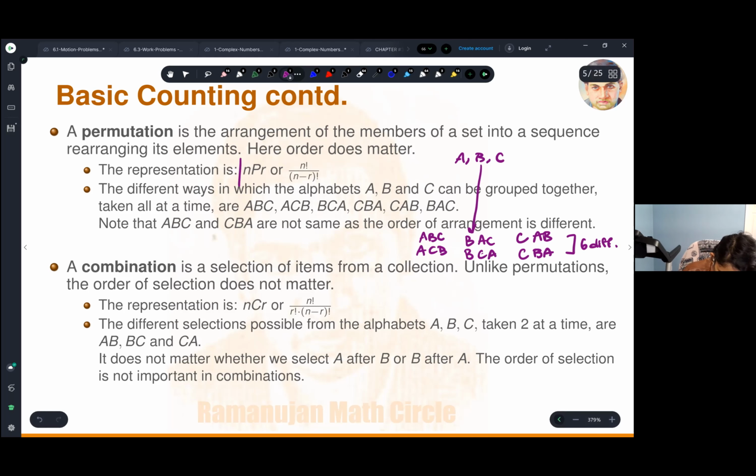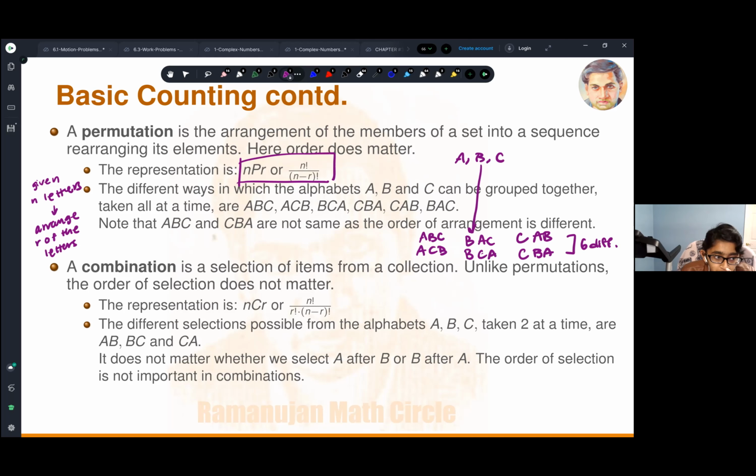Now, I mentioned something over here, and let me explain to you what that means. So nPr basically means, in this example, given n letters, how could you, for example, arrange r of the letters? That's a good way of going about it. So that's how you would try to solve these problems.